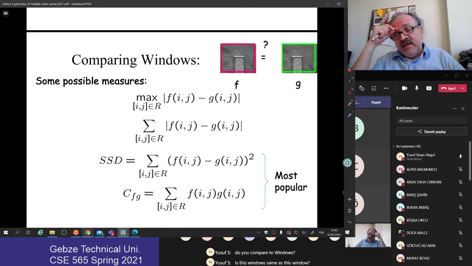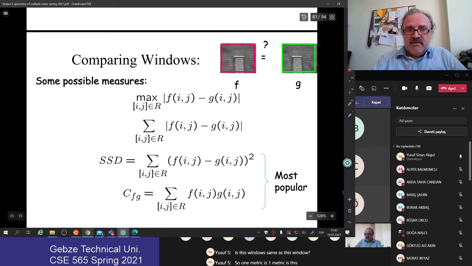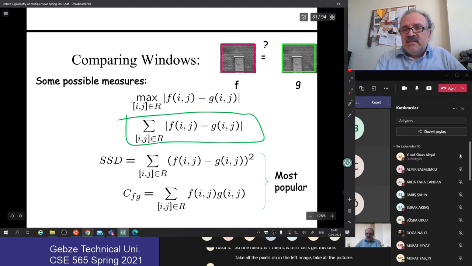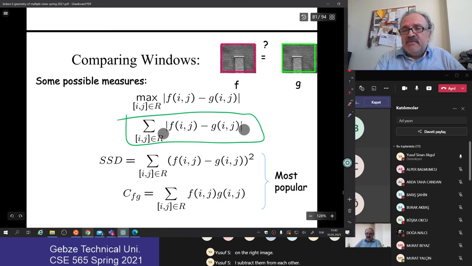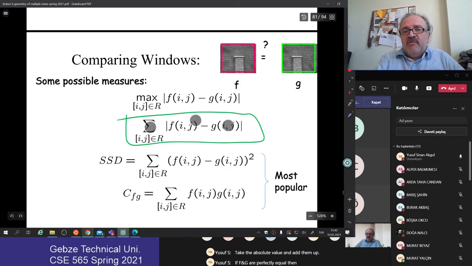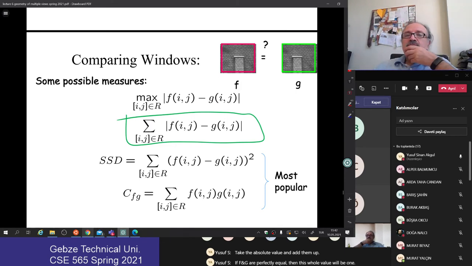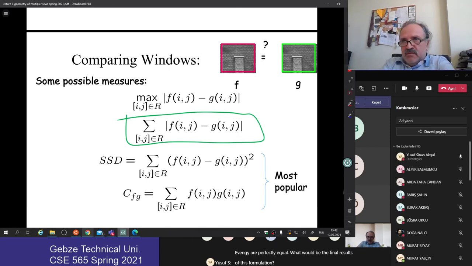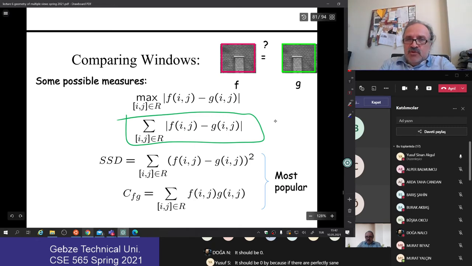One metric is this. Let's look at this one. Take all the pixels in the left image, take all the pixels in the right image, and subtract them from each other, take the absolute value and add them up. If f and g are perfectly equal, what would be the final result of this formulation? It should be zero. Why? Because if they are perfectly the same, it should be zero.